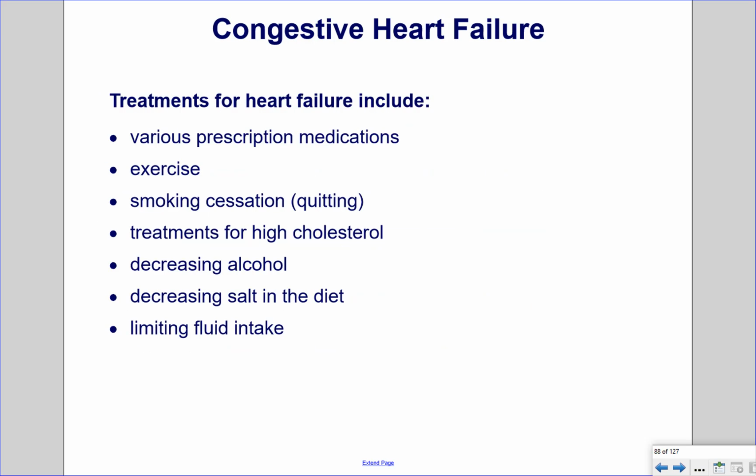Congestive heart failure. Treatments for heart failure include various prescription medications, exercise, smoking cessation or quitting, treatments for high cholesterol, decreasing alcohol, decreasing salt in the diet, and limiting fluid intake.